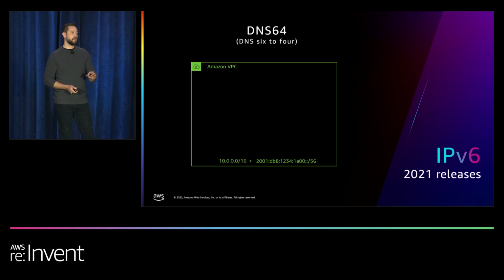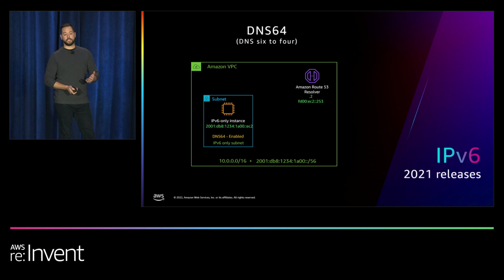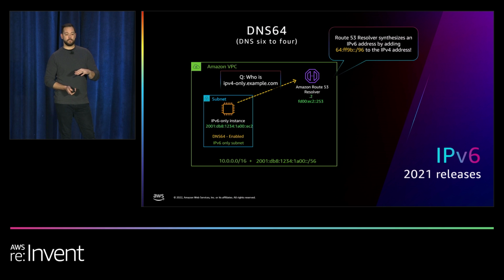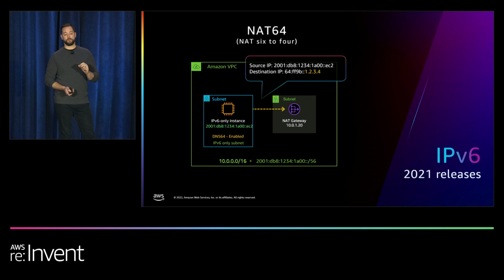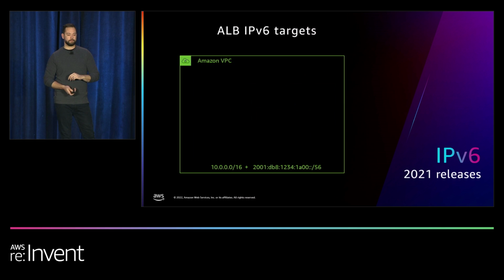We also understand that not all of our services support v6. And so we released DNS 6-4. So when a v6 only instance does a lookup on a v4 address, DNS 6-4 will append a v6 address to a v4 address. And then we can use NAT 6-4 to route traffic to a NAT gateway and talk to v4 addresses. So now you've got this backwards compatibility through NAT gateway to talk v6 to v4.